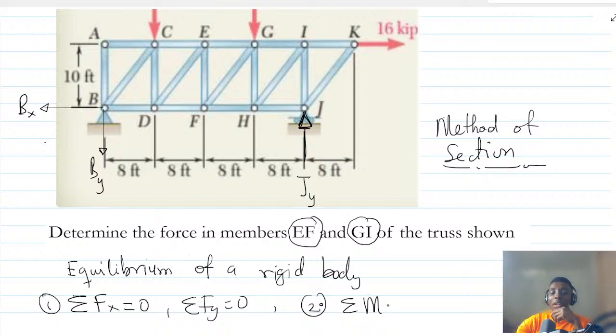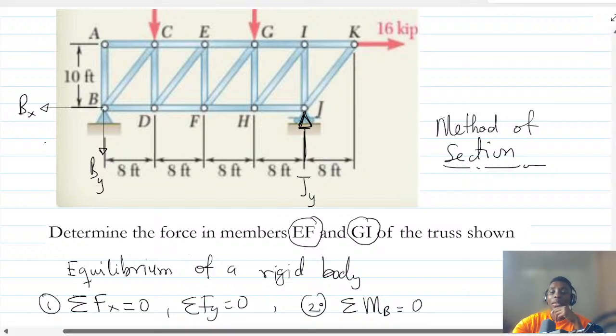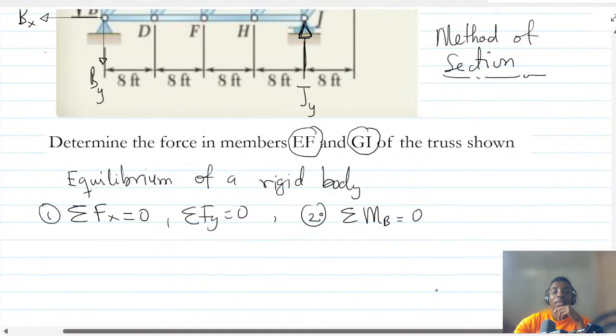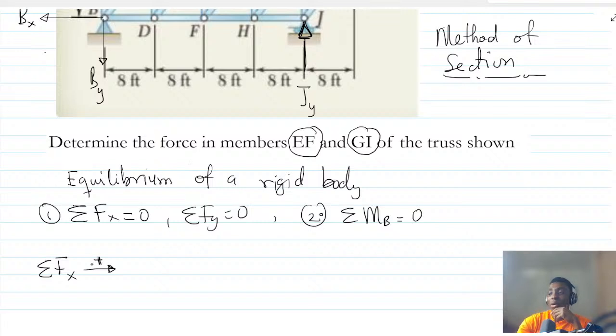So summation of moment about, let's say, point B should be 0. All right. Now I want us to do this together. We are going to sum all the forces along the x direction. Every force to my right, in this direction, is positive, to be equal to 0.